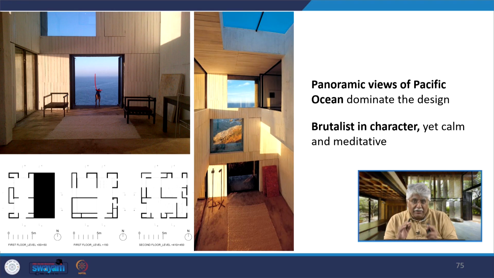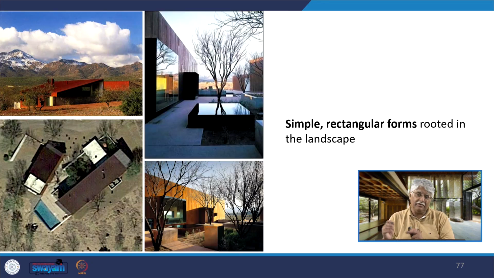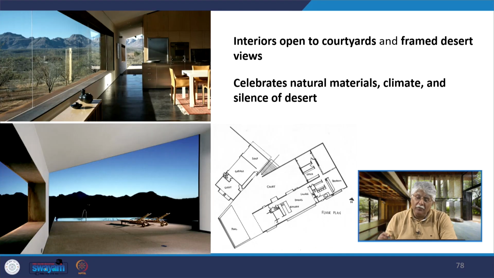It is brutalist in character, but there is a sense of calmness about this house. The Tyler residence in Arizona by Rick Joy in 2000 is made from rammed earth walls that blend into the desert terrain, simple rectangular forms which are rooted in the landscape. The interiors open to courtyards and frame the desert views. So, we have these courts here, and it celebrates natural materials, the climate and the silence of the surrounding environment.